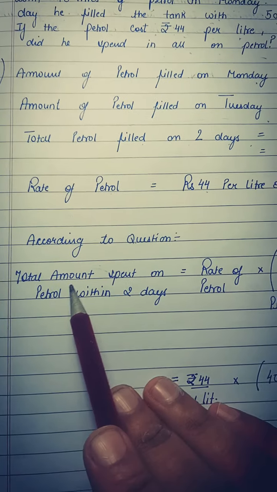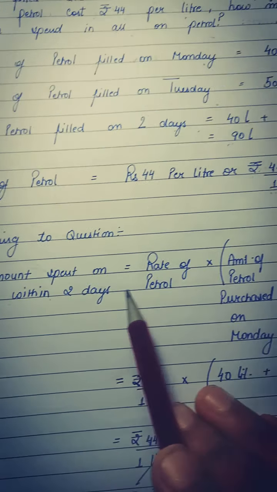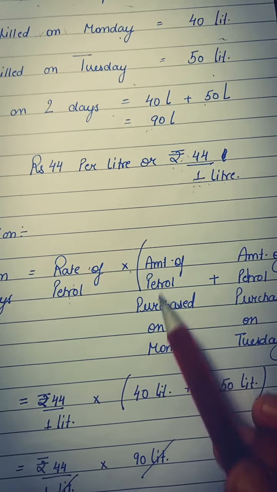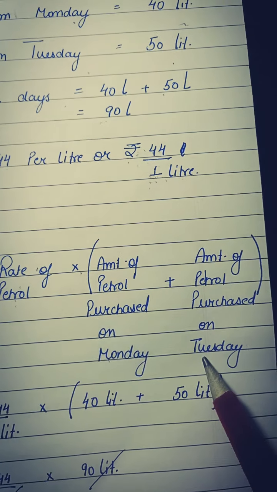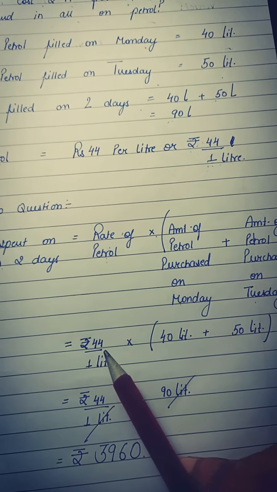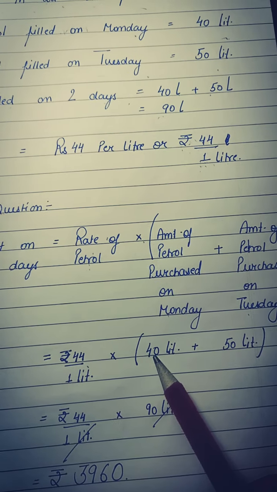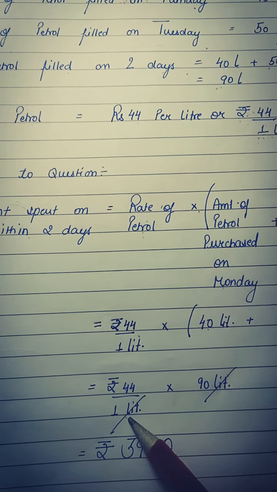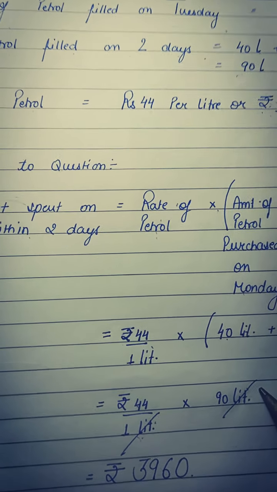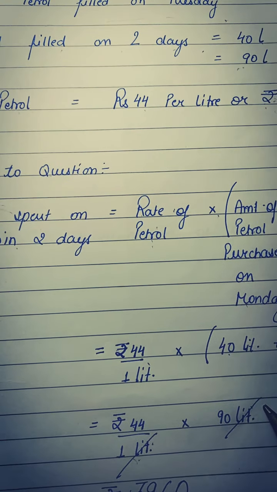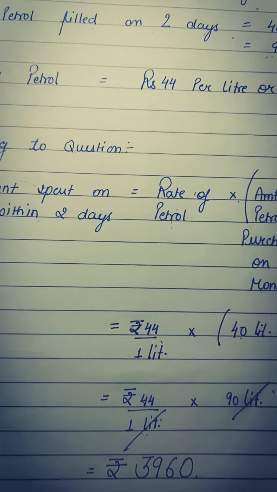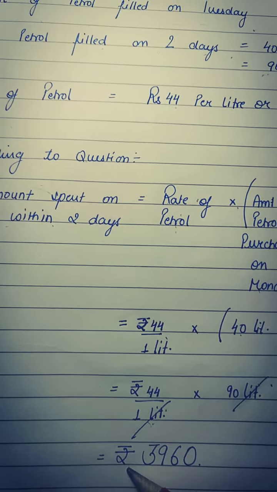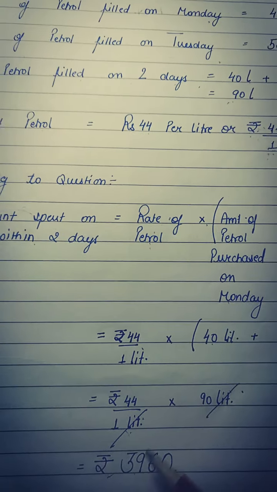Now, according to the question, the total amount spent on petrol within the 2 days is equal to the rate of petrol multiplied by the amount of petrol purchased on Monday and Tuesday. By putting in the values, we'll find this. Now, according to the BODMAS rule, first solve the bracket. We'll find it like this and cancel the units. This is very important because you will write the final answer with the unit. It carries marks. If you don't place the unit correctly, you will lose marks in the examination. Okay, and the final product obtained is 3960.